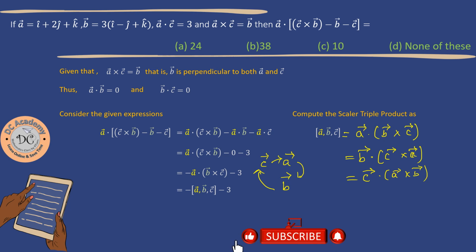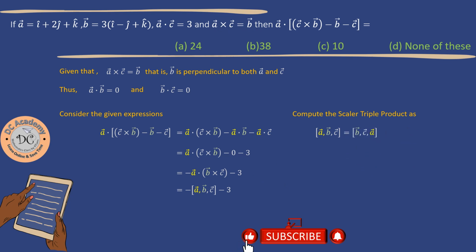Now as A cross C is provided, obviously if we choose this definition, it is much more useful to solve this particular problem. So let's go ahead and choose that, so we can say it's B dot C cross A. Now as it is given as A cross C, we write that product as B dot minus B vector. So therefore, it is minus of B dot B. We know that B dot B is mod of B squared.